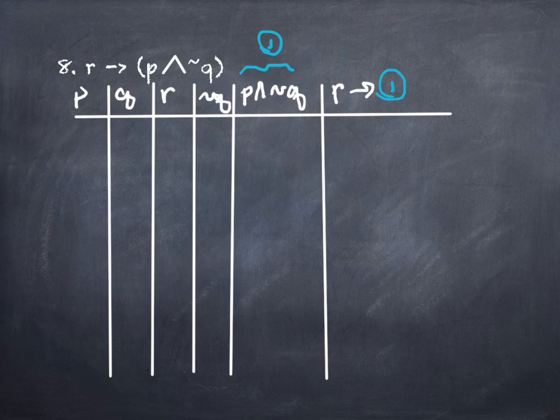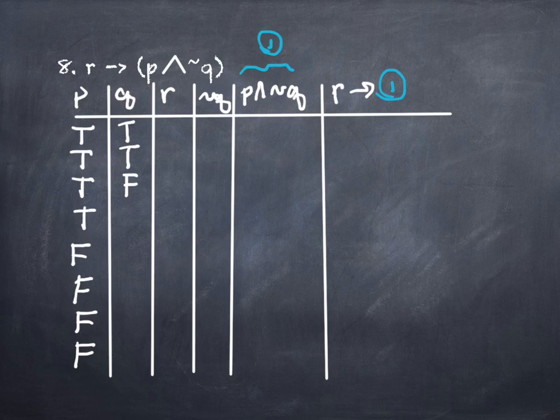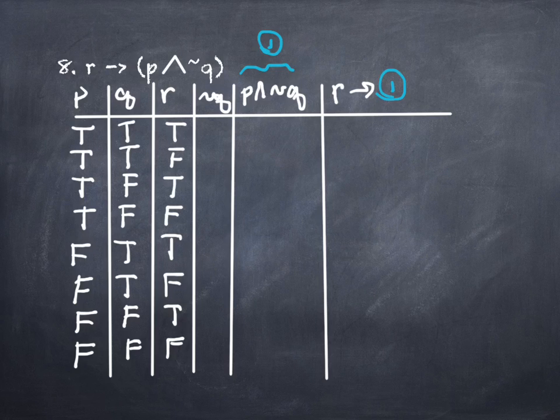So, we talked about last time, we will have 8 rows here because we have 3 individually different statements, P, Q, and R. P has 4 T's and then 4 F's. Q has 2 T's, 2 F's, 2 T's, 2 F's. And then R oscillates. T, F, T, F, T, F, T, F.